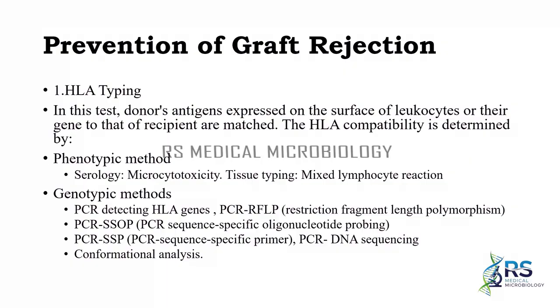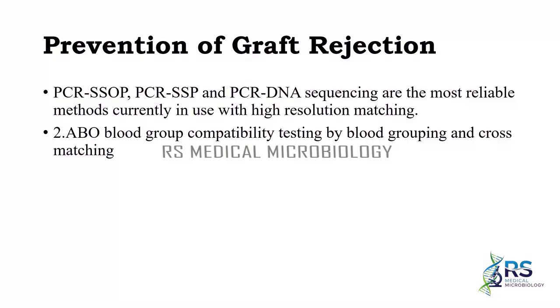tissue typing, which is called the mixed lymphocyte reaction. Genotypic methods include PCR detecting HLA genes, PCR restricted fragment length polymorphism, PCR sequence specific oligonucleotide probing, PCR sequence specific primers, PCR DNA sequencing, and conformational analysis. Among these, PCR sequence specific oligonucleotide probing, PCR sequence specific primers, and PCR DNA sequencing are more reliable and are currently in use. Obviously, you have the ABO blood grouping compatibility testing for blood grouping and cross matching.